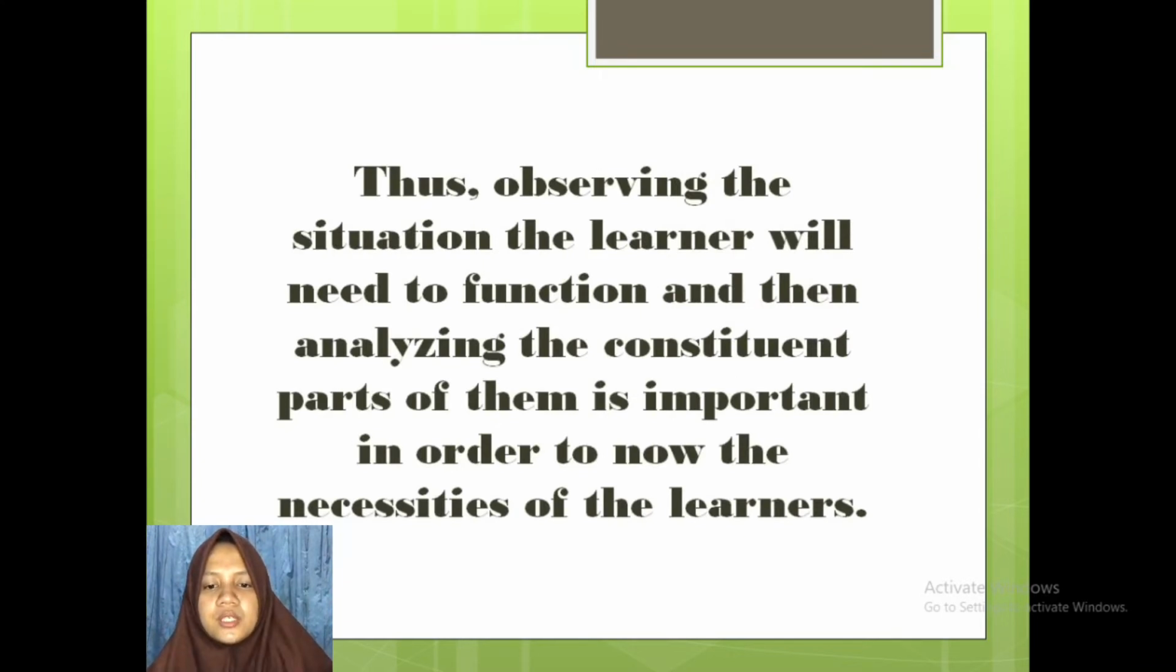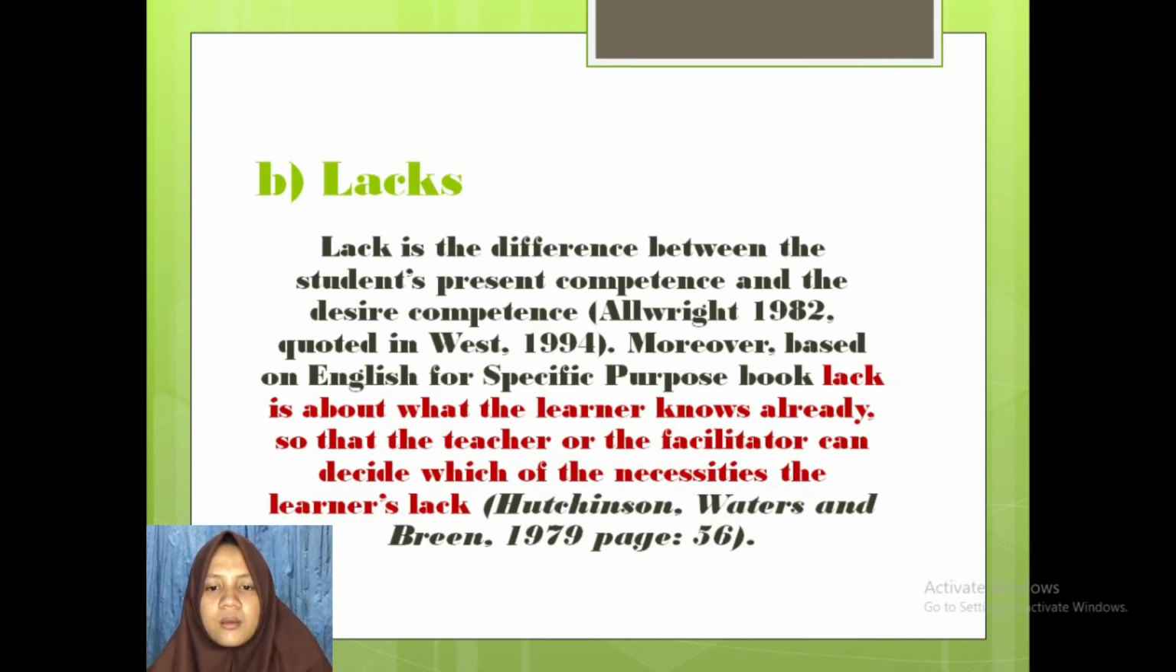Thus, observing the situation the learner will need to function in and then analyzing the constituent parts of it is important in order to know the necessities of the learners. B. Lacks. Lacks are the difference between the student's present competence and the desired competence. Allwright, 1982, quoted in West, 1994.